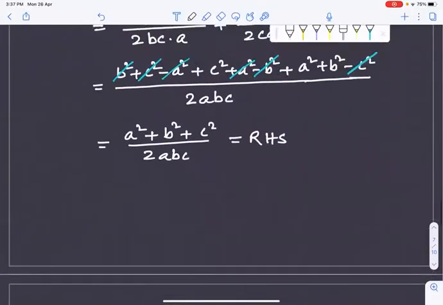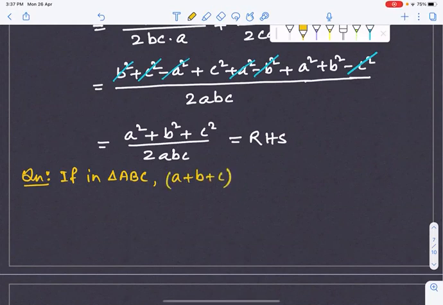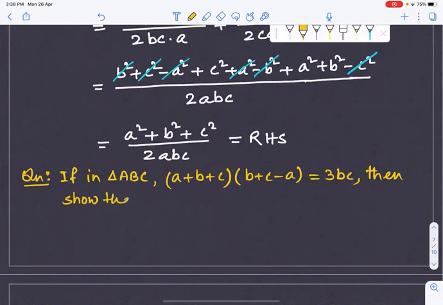Let's take another question. If in triangle ABC, (A plus B plus C) into (B plus C minus A) is equal to 3BC, then show that our angle A is equal to pi by 3, 60 degrees. We have to show that the angle A is 60 degrees.